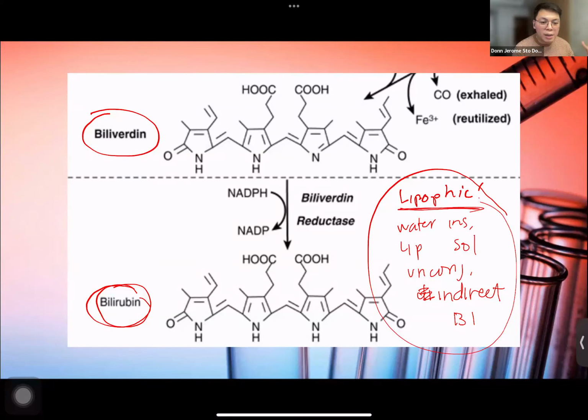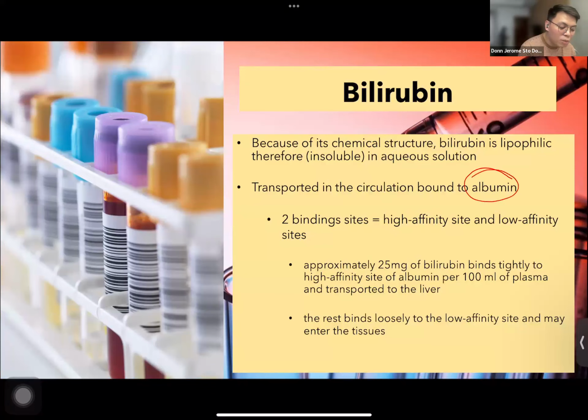Our circulation, the plasma, is said to be aqueous environment. Polar. So ito, non-polar. So makakatawid ba siya sa circulation basta-basta? Hindi po. That is why it needs a carrier in the form of albumin. Okay? Albumin, the carrier of bilirubin, the unconjugated one.